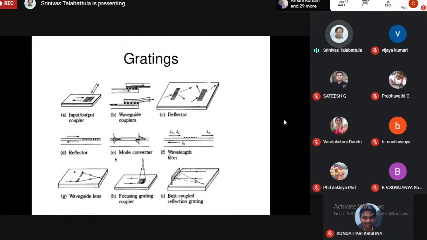So gratings, we already mentioned that they have many uses. You can say we have used it as a reflector earlier. You can also convert the modes from the first mode to the second mode, etc. You can convert by using a grating. Another important use of gratings is to couple light into the chip. We can couple light into the chip by using these gratings.